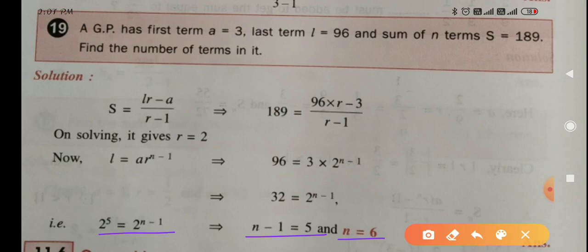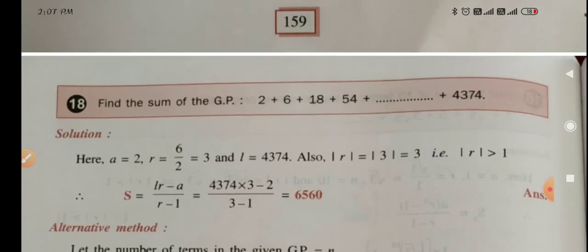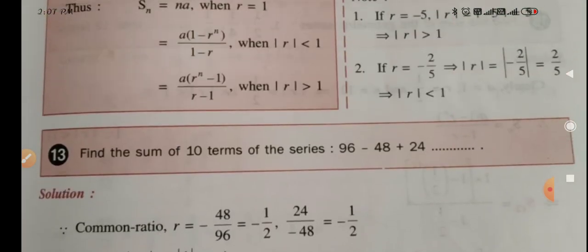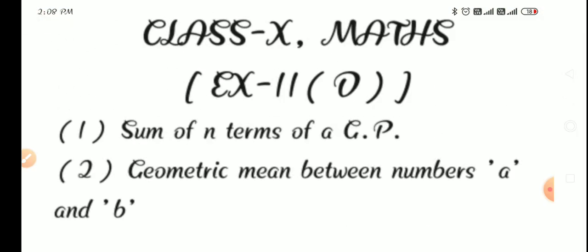So like this, students, you can do all the questions of exercise 11D. This is the last exercise of the chapter. So after going through these examples, watch this video carefully, try to understand, and start exercise 11D. After this exercise, your chapter will be finished.